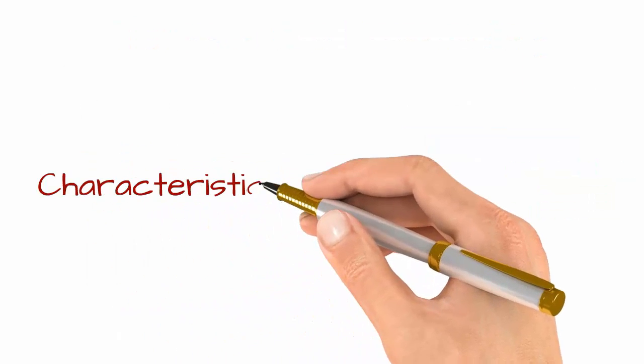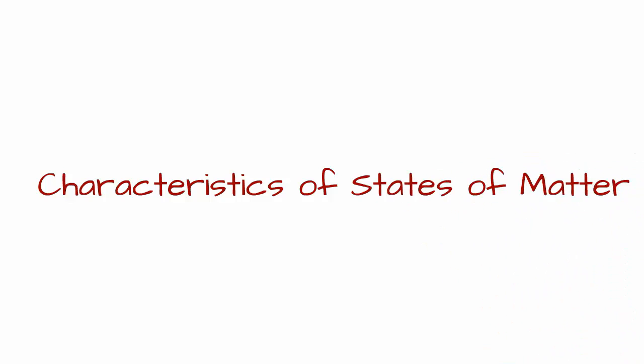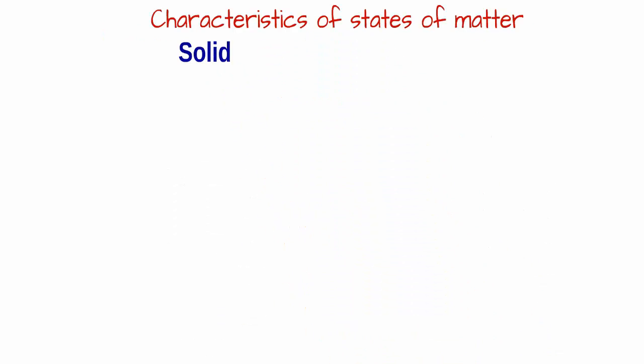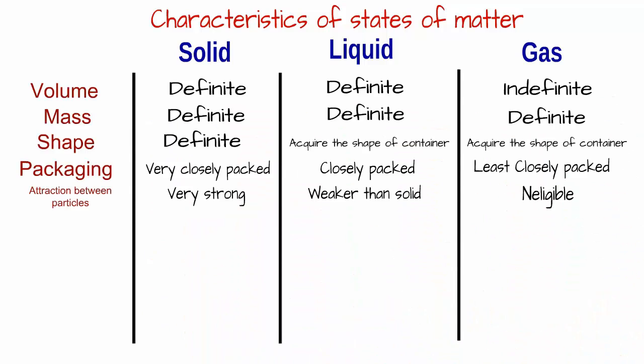Now we will talk about characteristics of states of matter. In this class, we only have to study about the characteristics of 3 states, that is solid, liquid and gases. First, we will talk about volume. Solid have definite volume, liquid too have definite volume, while gases have indefinite volume. The mass of solid is fixed and same applies for liquid and gases. The shape of solid is definite, while liquid and gases acquire the shape of the container in which it is kept.